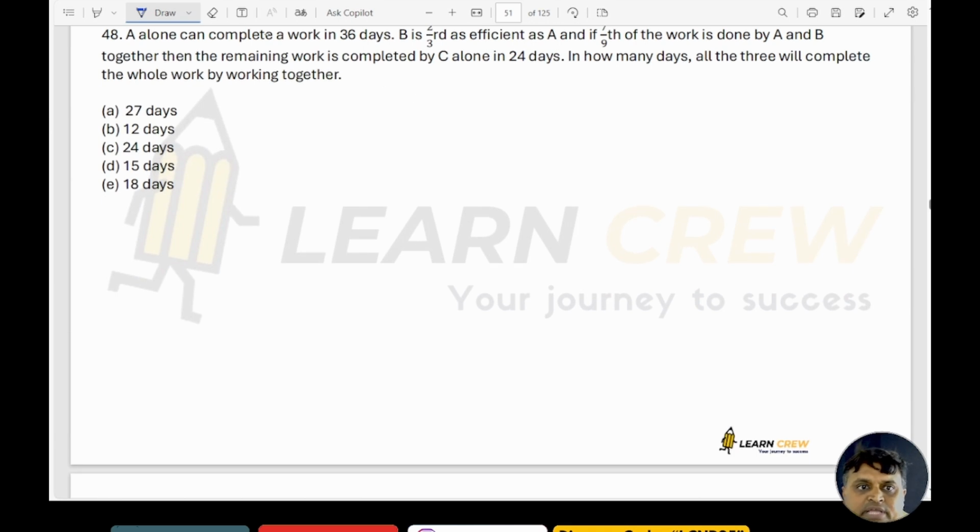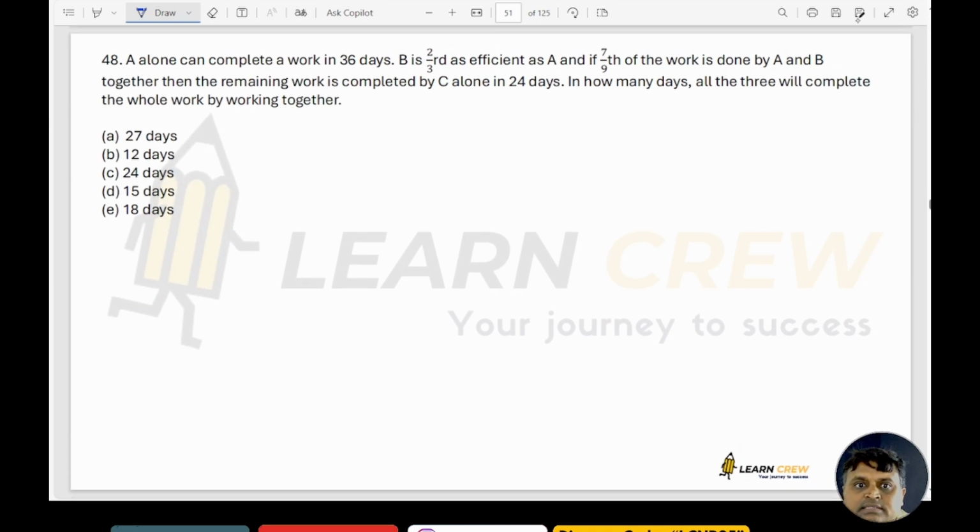Next, A alone can complete a work in 36 days. B is 2/3 as efficient. So B's efficiency is 2/3 of A. So A and B, the efficiency is in the ratio 3:2. So times taken are in the ratio 2:3. So it is 36 given, so it is 54.